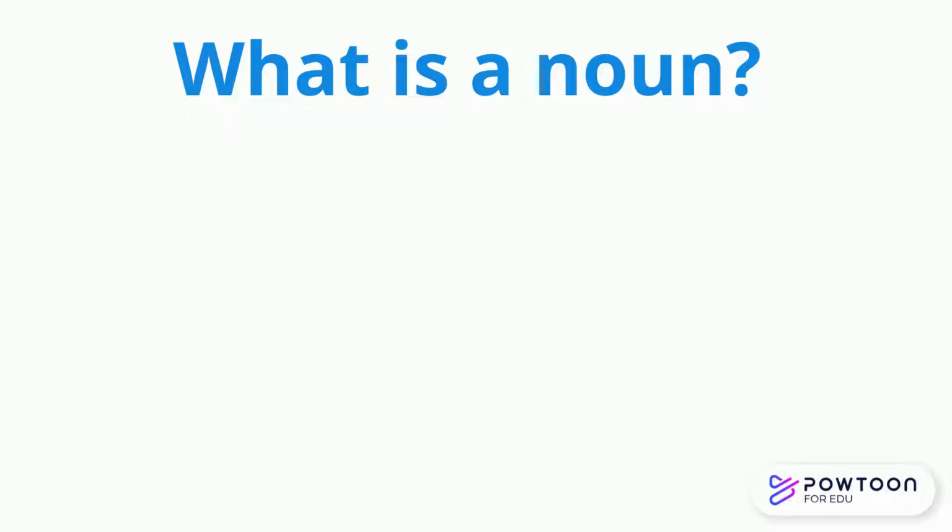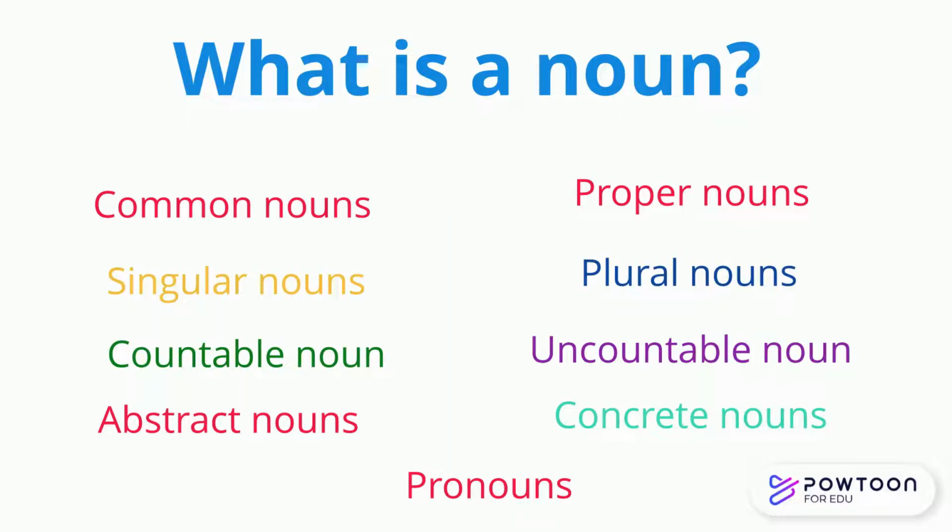Often it's described as a person, place or thing, or you might have heard it being called a naming word, so naming what something is. And you have lots of different noun types as you can see here. We've got common and proper nouns, singular and plural nouns, countable and uncountable nouns, abstract nouns, concrete nouns, pronouns. You may also have heard of material nouns and collective nouns as well, but the ones I want to focus on today are the ones in pink.